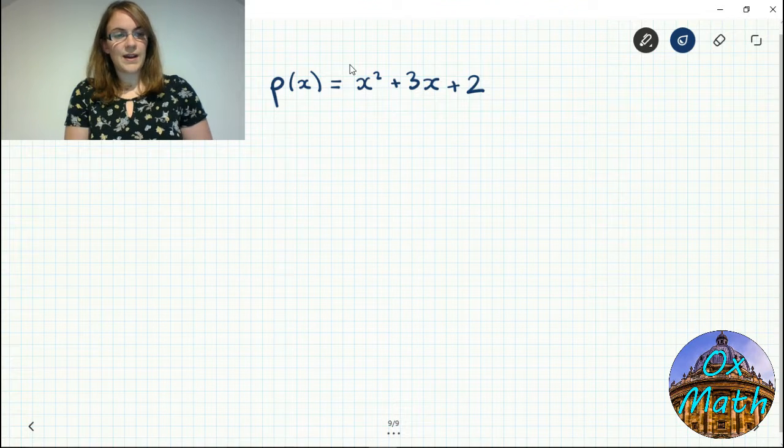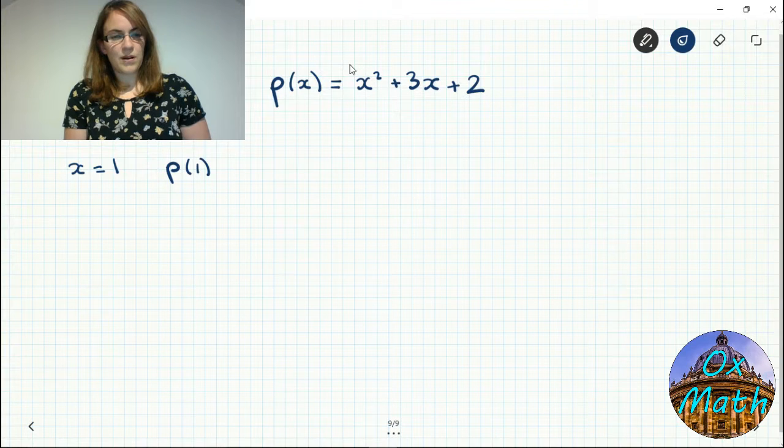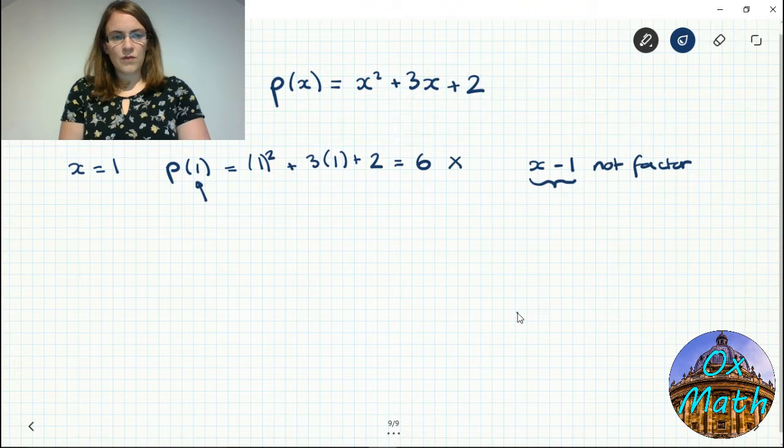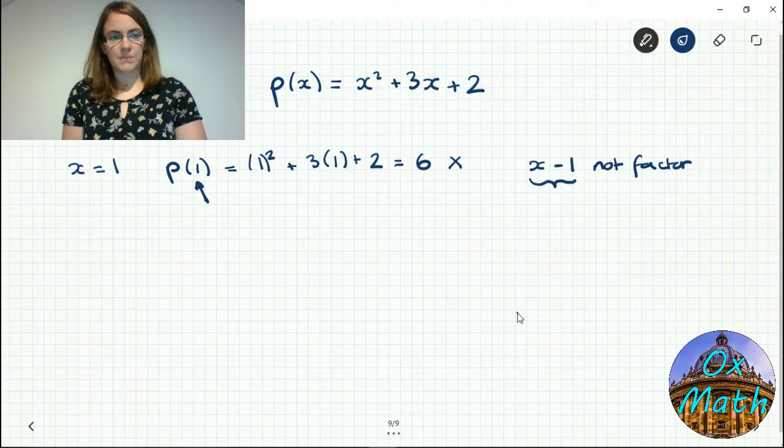So we just try some values. If we try x equals 1, then p of 1 would be 1 squared plus 3 times 1 plus 2. That would be 1 plus 3 plus 2, so 6. Clearly not 0, so substituting in 1 doesn't give us a 0 remainder, which means that x minus 1 is not a factor. Remember, the value that we substitute in is the value that makes our divisor 0, so it's x minus 1, not x plus 1.